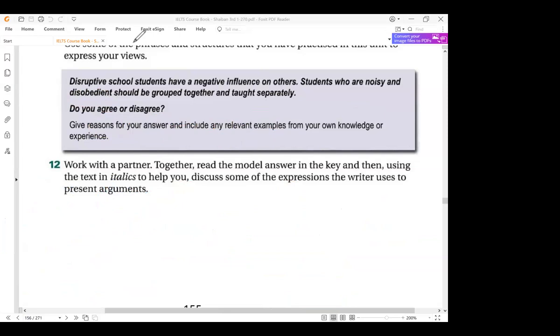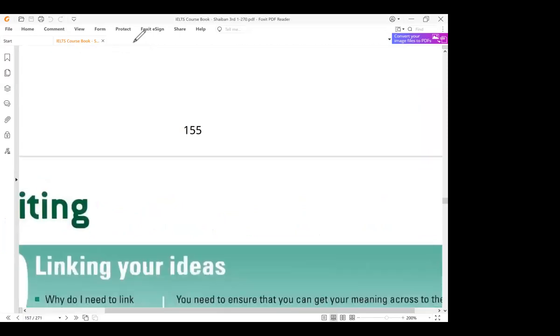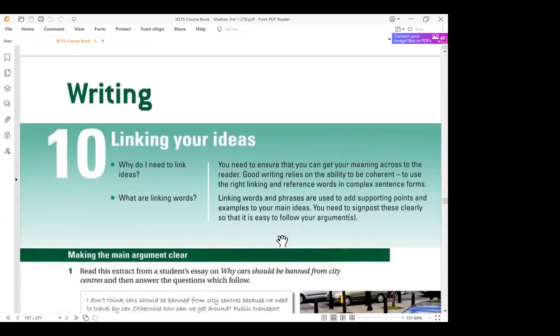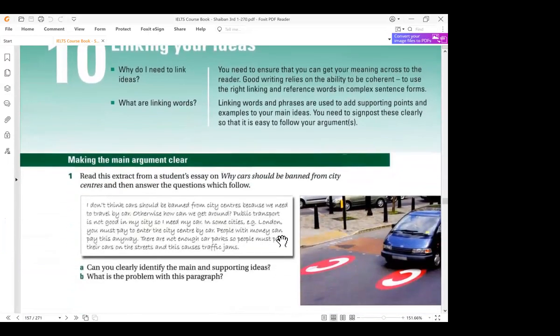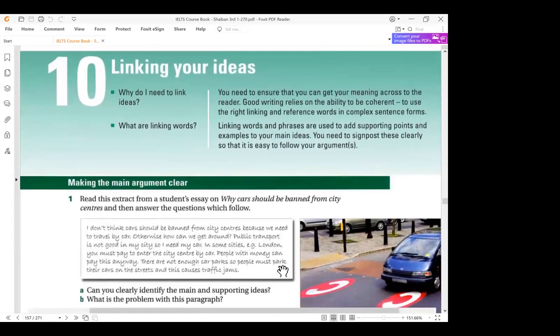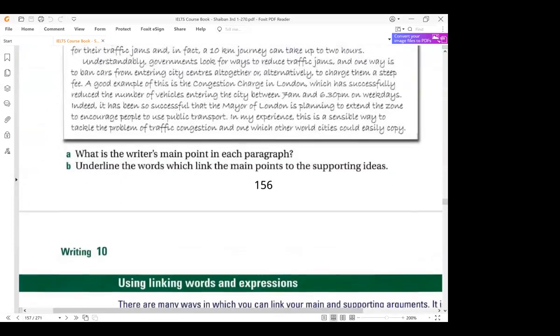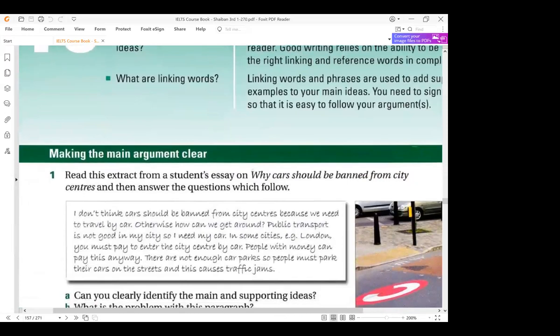Because we are talking about the topic development, I'm going now to have a real practice about how to link your ideas. This is a real thing. How to link your ideas. Okay, I want you now to look at this answer here. What is the page? 156.